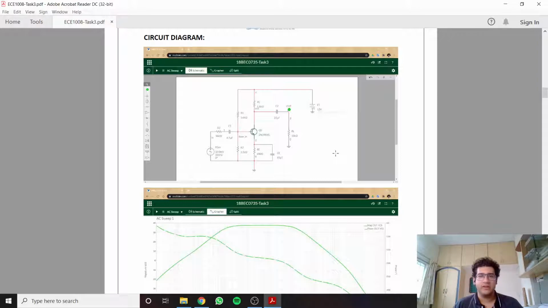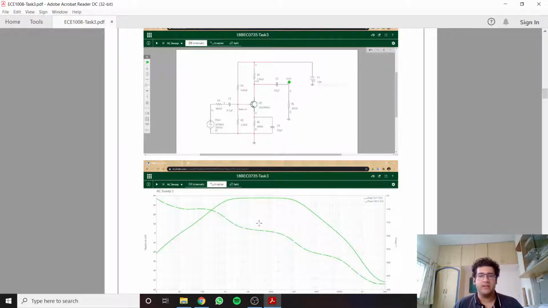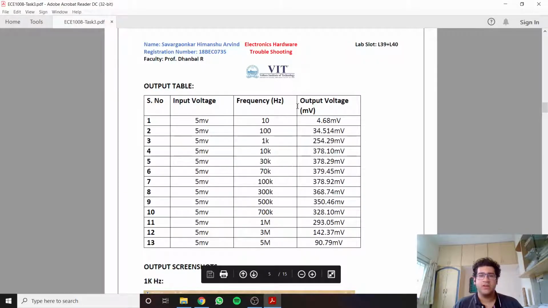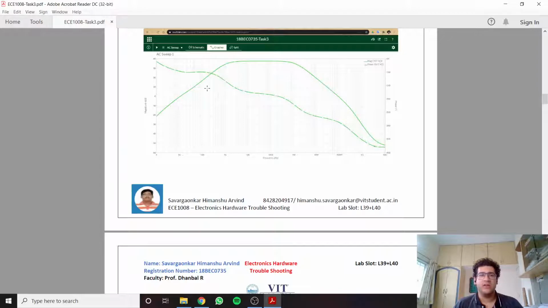This was the circuit for the same, and this was the output transient graph that was simulated using it. These are all the values that were noted. As we can see, initially the graph goes up and then stabilizes, and towards the end it falls back down again.